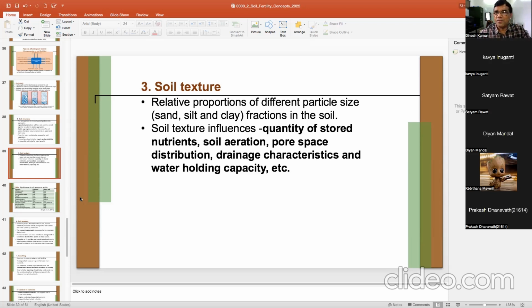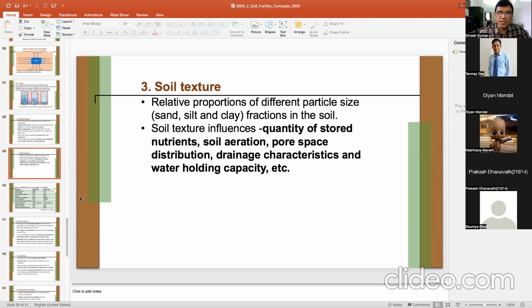Why will fine texture soils have higher fertility than coarse texture soils? Yeah, Prakash. Why would a fine texture soil have higher fertility than coarse texture soil? I think you don't want to speak, otherwise it is a very simple question. Sir, fine texture soil has more organic matter.